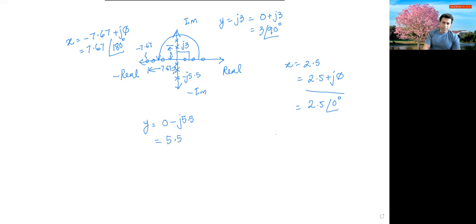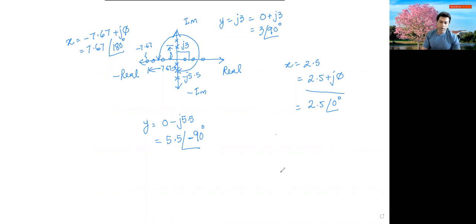And what is the phase? Since it is located on the negative y-axis, then if we go counterclockwise, your phase is going to be 270 degrees. However, as we discussed in the first lecture, we give phase between 0 and 180 or 0 and negative 180, whichever is a smaller number. So you can give 5.5 angle 270 degrees, but it is more common to go clockwise and represent this phase, which is what? Negative 90 degrees. So 5.5, negative 90 degrees.